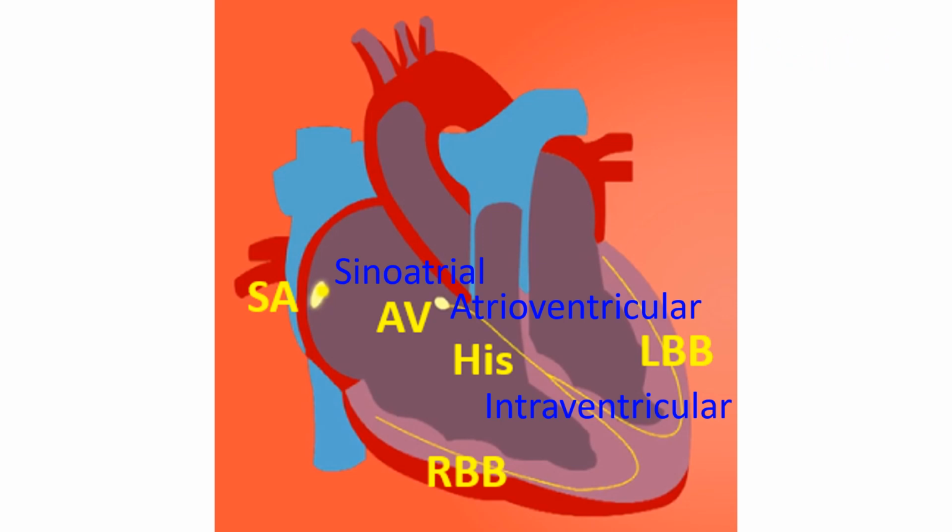Now we'll move on to abnormalities in the conduction of electrical signals within the heart. Conduction abnormalities between the sinus node and the atrium are known as sinoatrial conduction abnormalities. Abnormalities in the conduction between the upper and lower chambers are known as atrioventricular conduction abnormalities. Abnormalities of conduction within the ventricles are called intraventricular conduction defects.